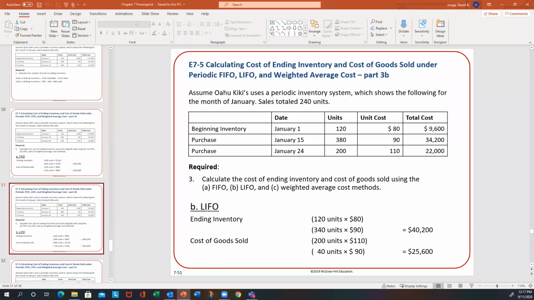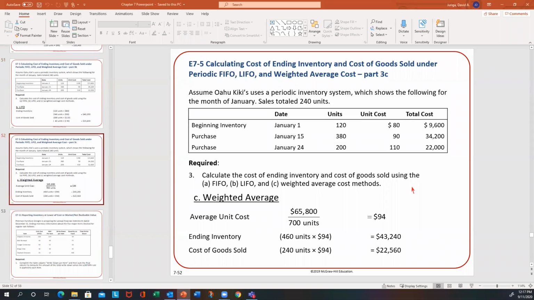All right, then under the LIFO method, again, last in, first out. For your cost of goods sold, you start at the last one in, that's 200. So there's the 200 at 110, and then you need another 40. There's the 40, you go to the next layer out of this layer at 90, add those together, there's your cost of goods sold. So what's left would be 120 at 80, that's part of your ending inventory. And then you still have 340 units left out of that pool at 90, that would be your ending inventory.